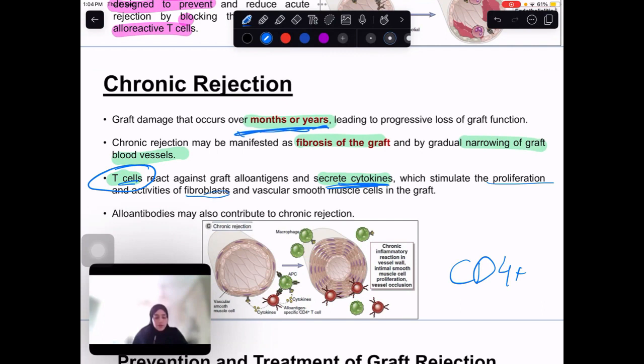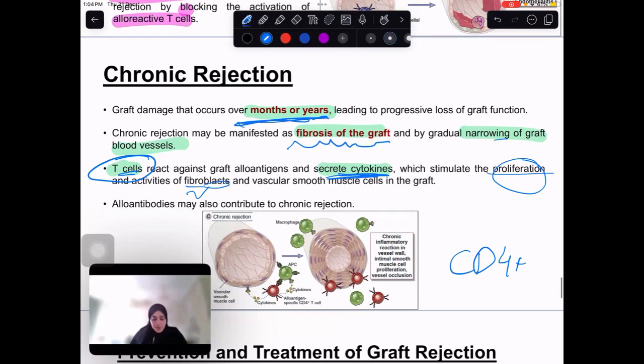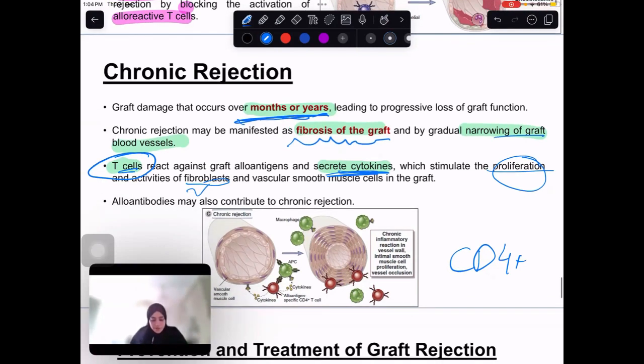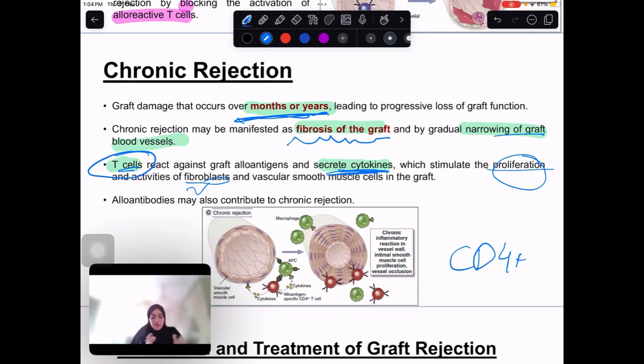But also, another thing that's unique is the fibrosis of the graft. It will cause proliferation of fibroblasts. So it's going to be forming a lot of fiber, and you'll see that the graft is going to be very fibrous in nature. And then also narrowing of blood vessels. So these are the two unique things about chronic rejection.